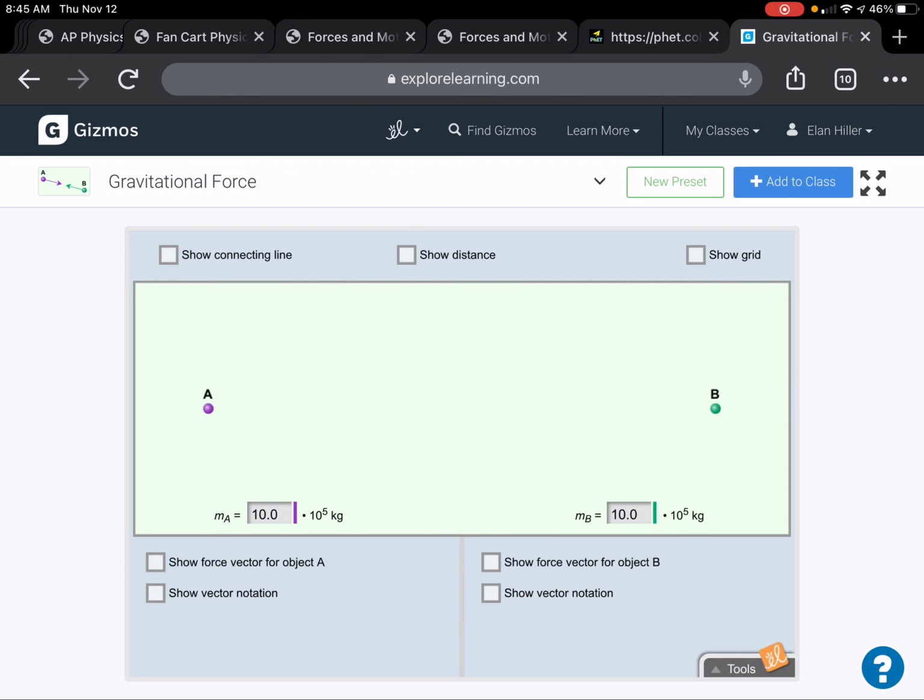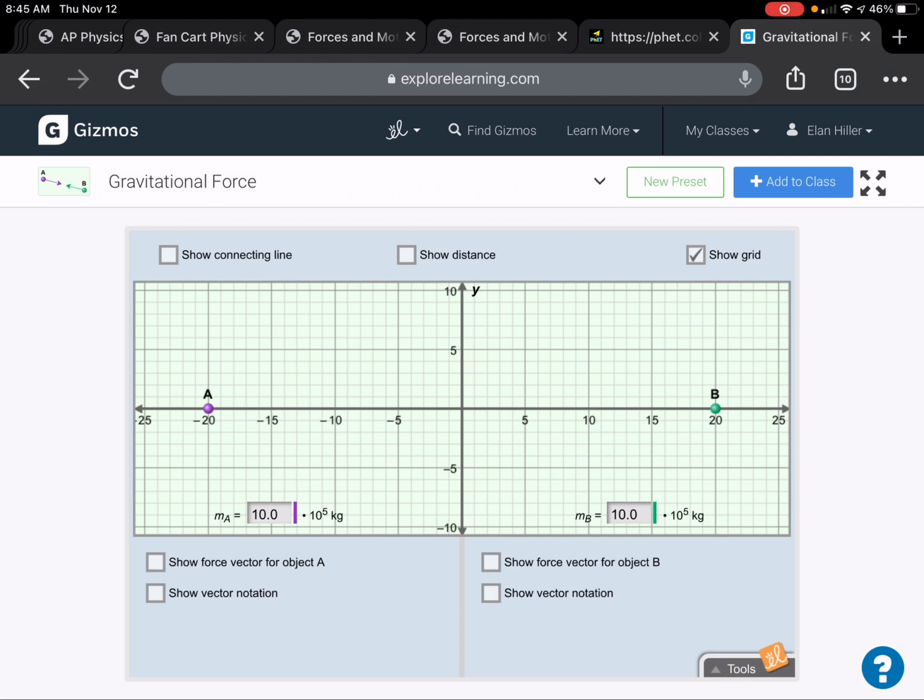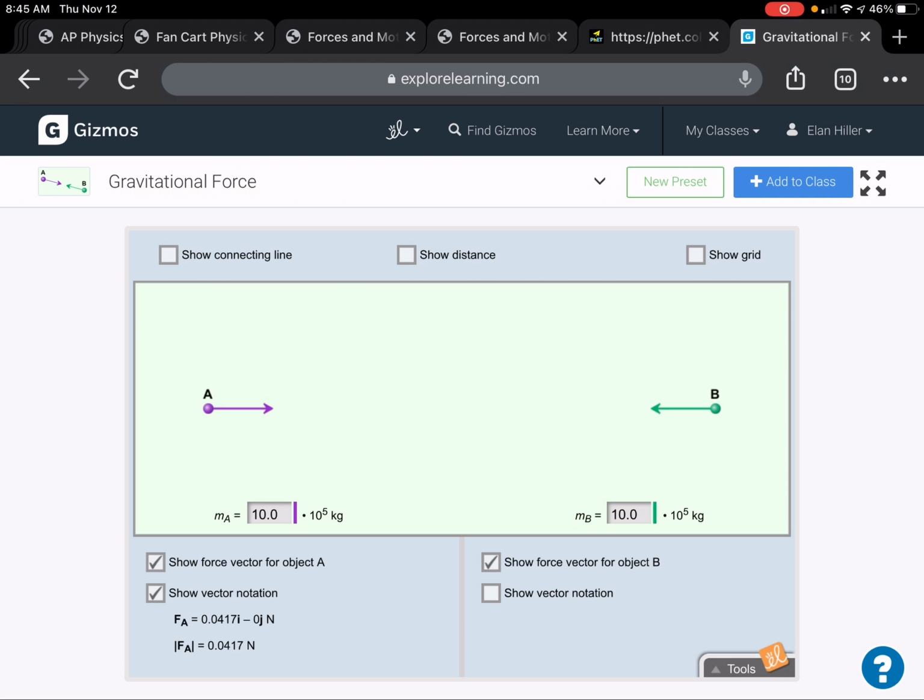Okay. So I not only can show a connecting line between the two masses, I can show the distance, which in this case is 40 meters. I can put a grid on here, which is very helpful. It tells me basically where the objects are. I can show force vectors like you saw earlier. I can even show what is called vector notation, which is written down in the bottom left and bottom right part of the screen. We'll be taking a look at vector notation in just a minute. But I want to show you how you can turn on and off these functions.